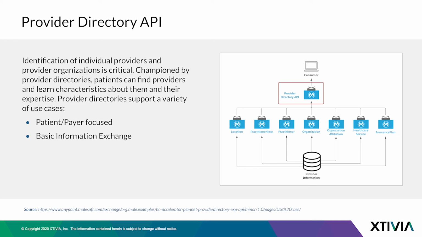So if you see here on this architecture diagram, we have a provider information database. And again, this is also in template. You can start using it. And if you see here, there are different segments, like location, practitioner role, practitioner organization, healthcare service, insurance plan. All of these are specific APIs exposed by MuleSoft. And there's one more API, the provider directory API, and that is what the consumer is going to access. And all this data will also be synced to the payers. So that's why you see this segmentation of the data model here.